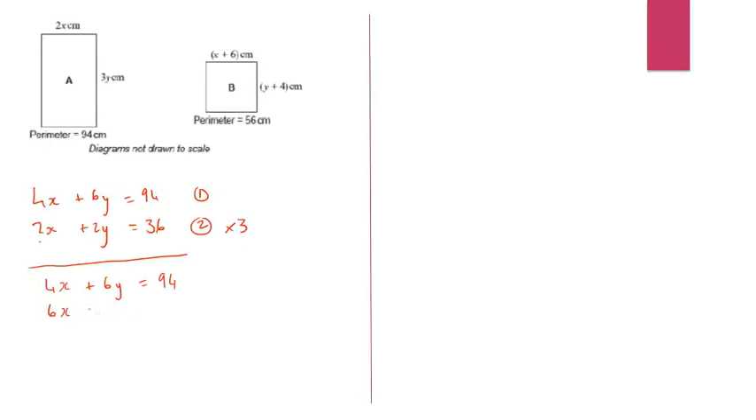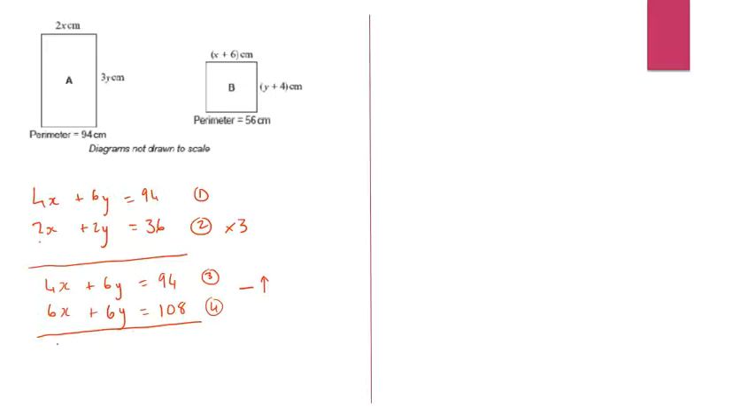So equation 1 will remain the same, and equation 2 I need to multiply by 3, which gives me 6x. I multiply 2y by 3, giving me 6y, and I multiply 36 by 3, which gives me 108. And I'm now going to label these as my equations 3 and 4. Now I can eliminate the y's. They've got the same signs in front, so if I have the same signs, I'm going to subtract.